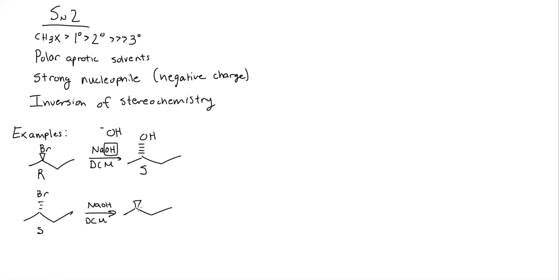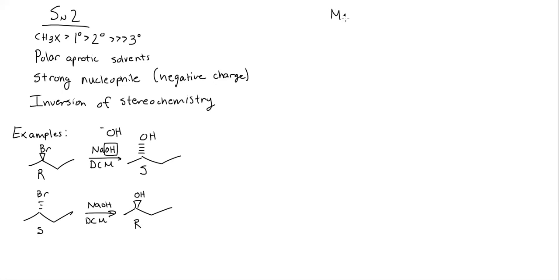So then all I'm going to do is flip the bond, write OH where the bromine was, and I'm done. And if we look at this product, this is R. So I go from S to R or R to S. Okay, so that's my inversion of stereochemistry. All right. So this is how we do the reaction. Like I said, very simple.